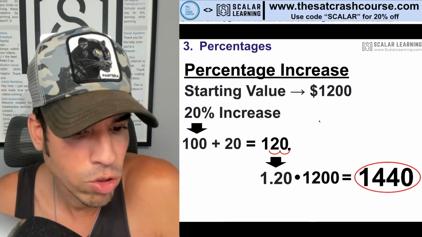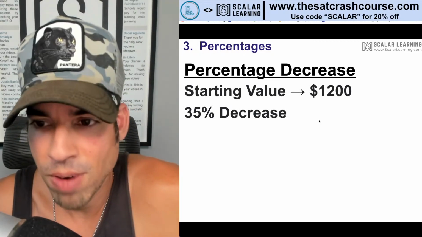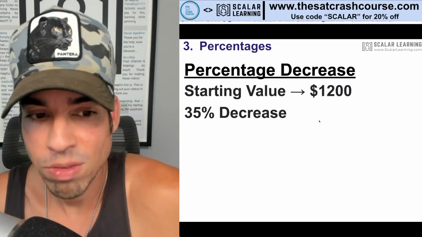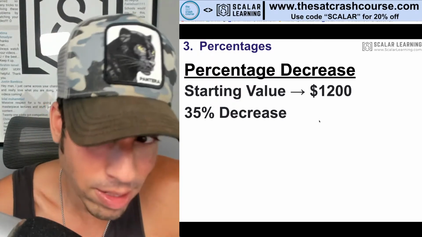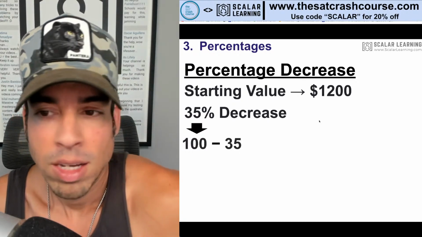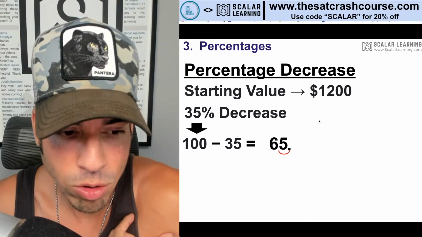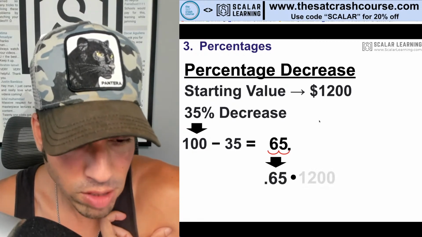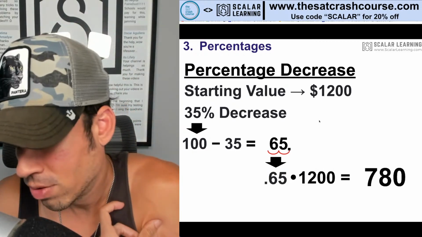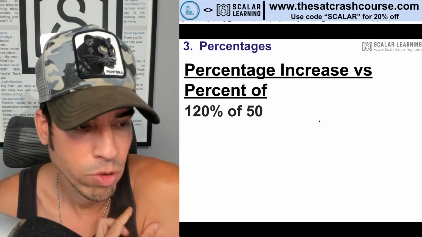That's a 20% increase. Now, if we said a percentage decrease, 35% decrease, we're taking 35% of 1,200 and then subtracting that value from 1,200. Or you can think about it as if we're removing 35%, we're really taking 65% of that value. So again, that's 0.65 times 1,200, which gives us a value of 780. Okay, move it along. Percentage increase versus decrease.